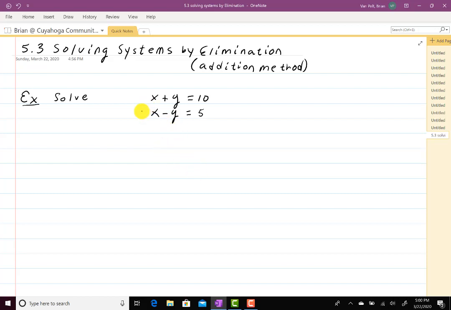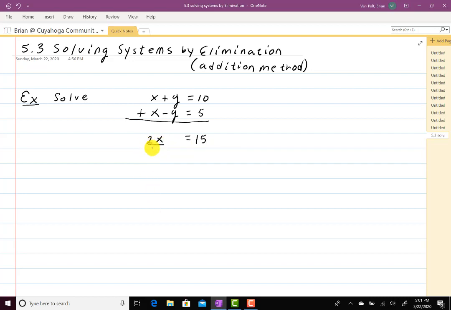If I take these two equations and I add them together, add your like terms, you add the x's together and you'll get 2x, and you add the numbers together, you get 15. But more importantly, notice what happened to the y's. The y's canceled out. They were eliminated. And so we ended up with 2x equals 15. This is an equation you can solve since it only has one unknown quantity.